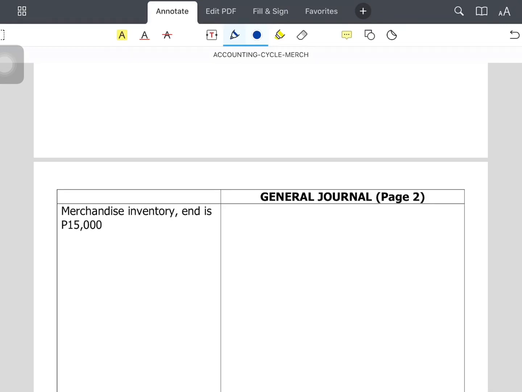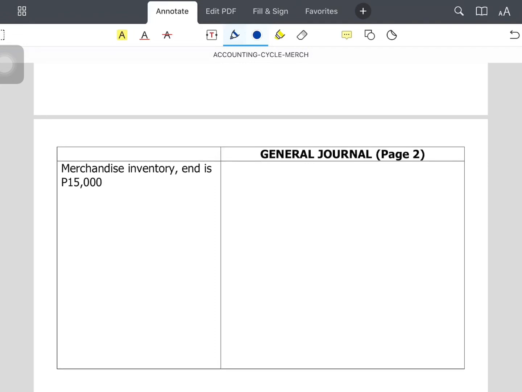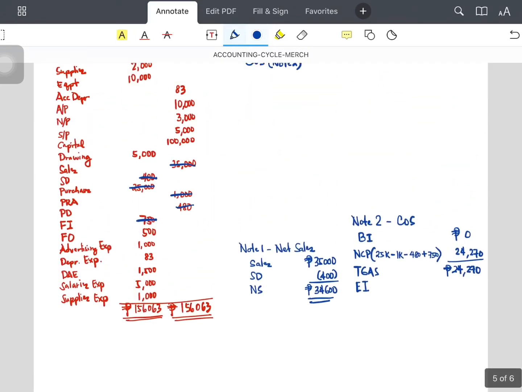You have to remember that if you are given this, you will be using it to compute the cost of sales. And then you will also be using it in your balance sheet because merchandise inventory is an asset. But you may be wondering, how come this is not journalized? It will be part of the books later when we do the closing entries. But right now, we are preparing the statements. You just have to remember that we use this to compute the cost of sales and also use this in the balance sheet. So the value of merchandise inventory end is 15,000. We write it here.